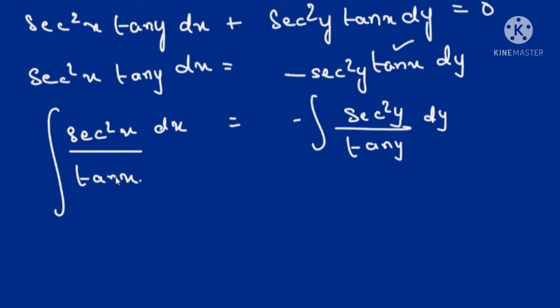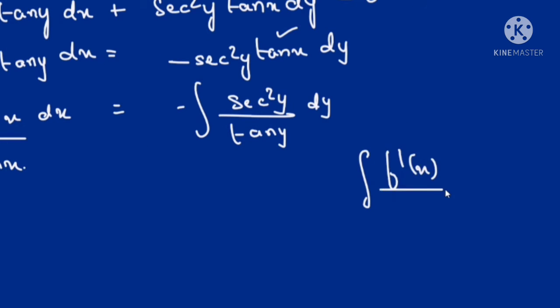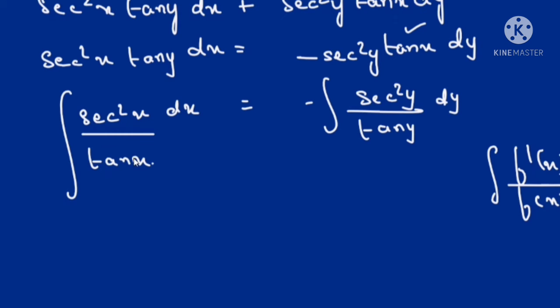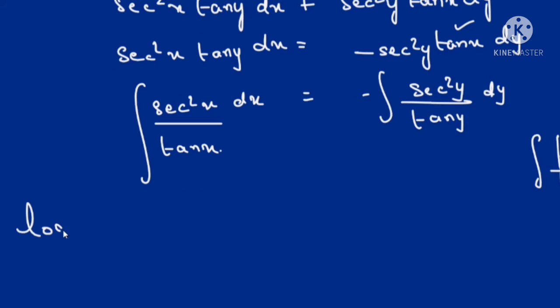Can you tell me what is the integration of this? You have learned that for f dash of x by f of x dx, if the denominator's differentiation is there in the numerator, then the integration is log of the denominator. This is tan x. The differentiation of tan x is secant square x. It is there in the numerator. Similarly, tan y, the differentiation is secant square y. So this is nothing but log of tan x, and this side it is minus log tan y.